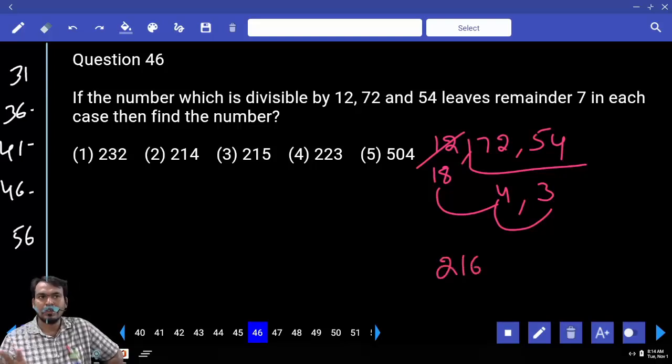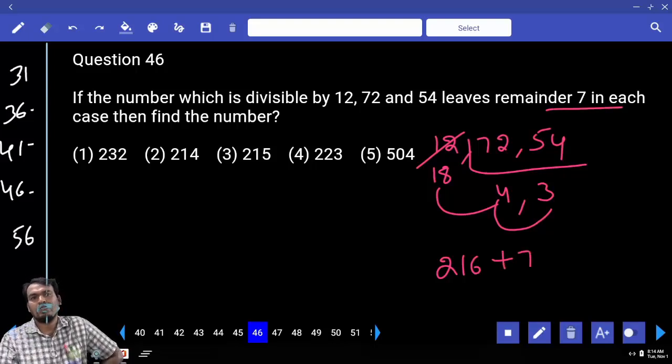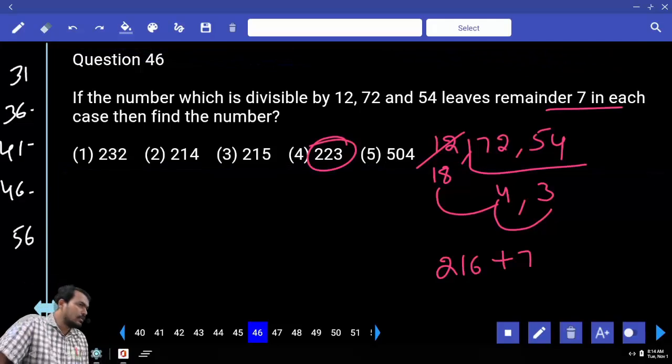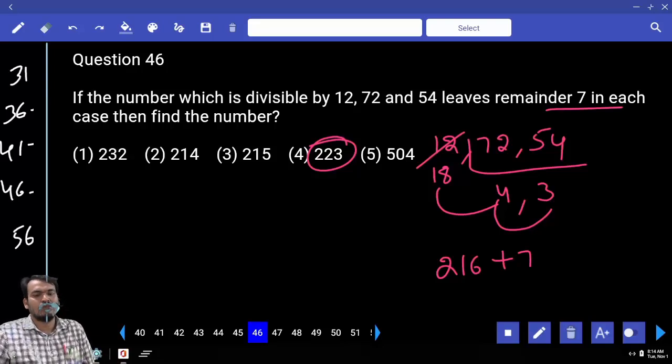That is the LCM. In every case the remainder is how much? 7. Then we add 7, and we get the number. What is the answer? 223. If 223 is divided by 12, we get the remainder 7. The same 223 divided by 72, we get the remainder 7. Every case remainder is the same means that is added to the LCM of the given numbers.